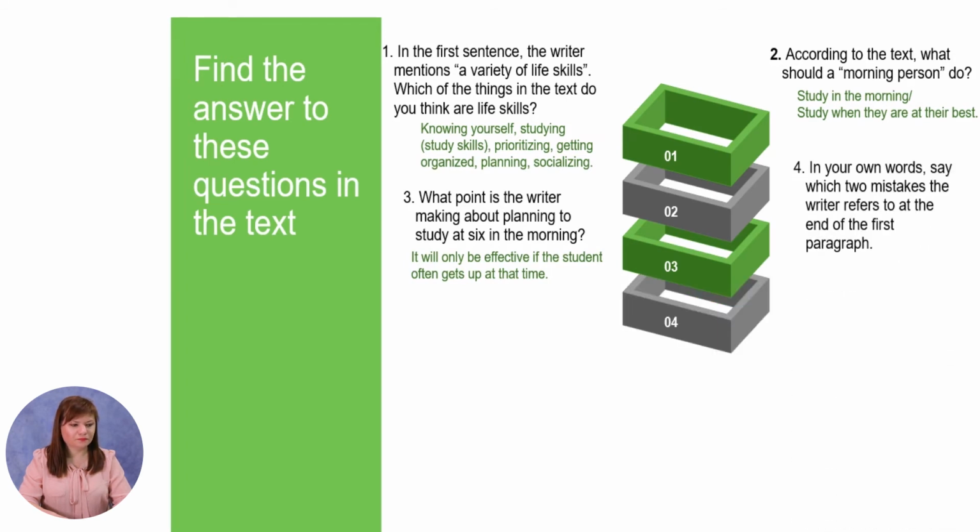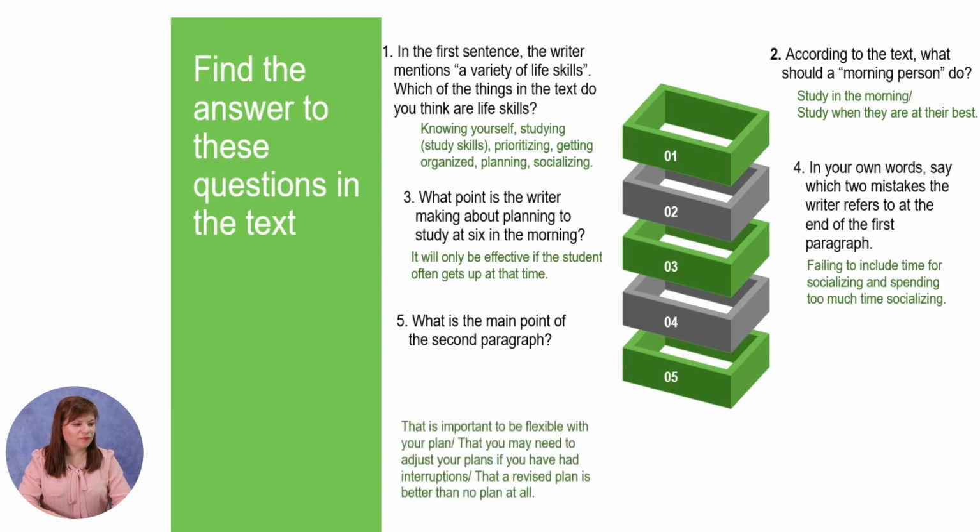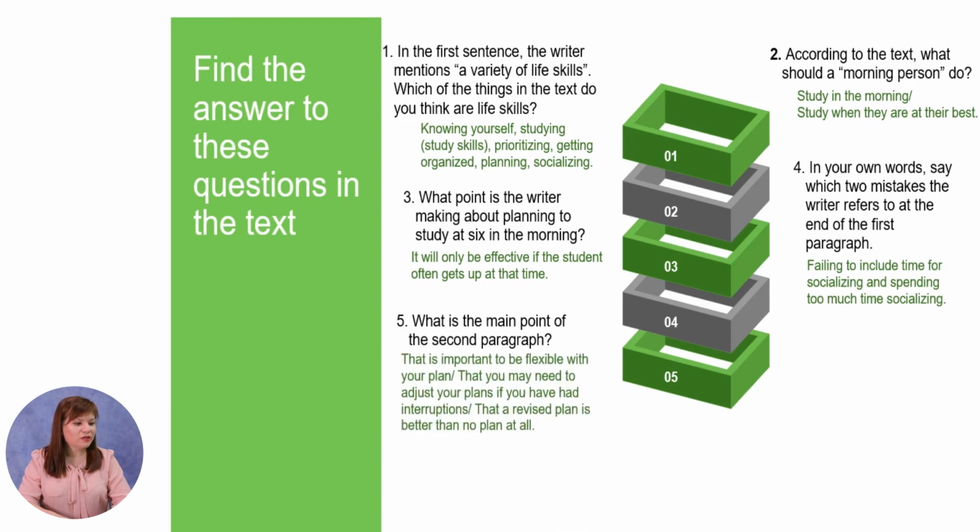Another. In your own words, say which two mistakes the writer refers to at the end of the first paragraph. Failing to include time for socializing and spending too much time socializing. What is the main point of the second paragraph? That it is important to be flexible with your plan, that you may need to adjust your plans if you have had interruptions, that a revised plan is better than no plan at all.